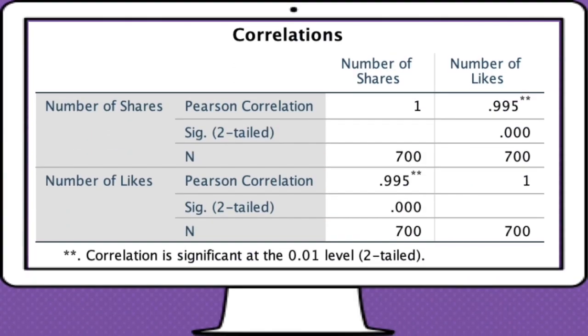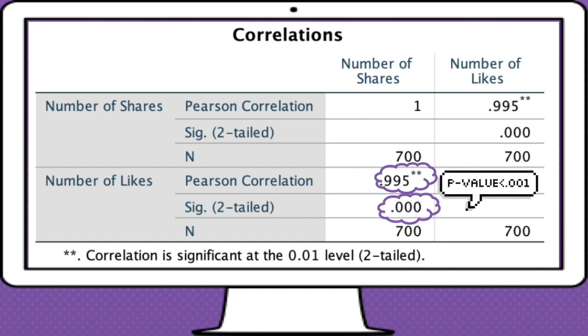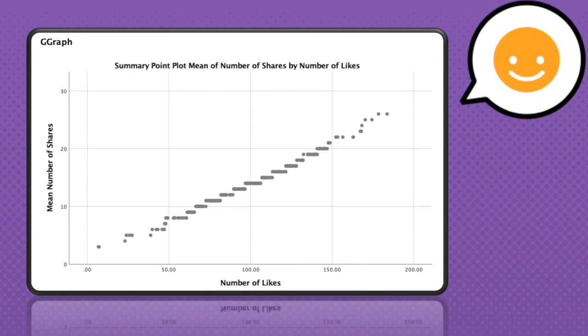The table showed that the number of likes and the number of shares are significantly correlated with each other, because the value of Pearson's correlation equals 0.995 and the p-value is smaller than 0.001. The scatter graph also showed they share strong and positive correlation.